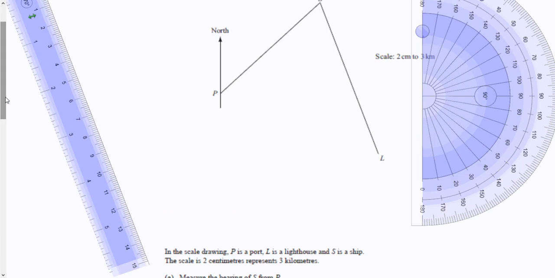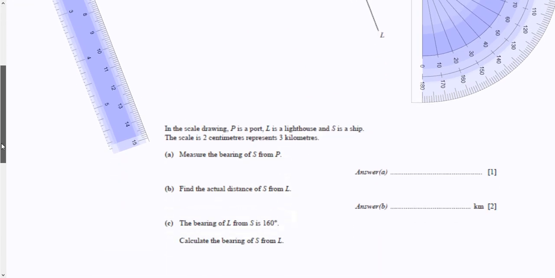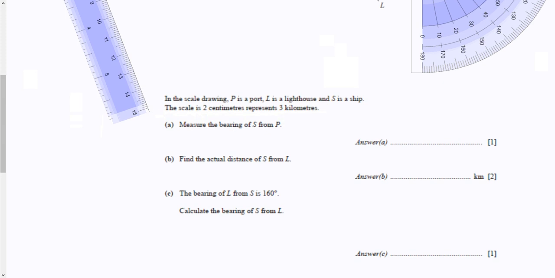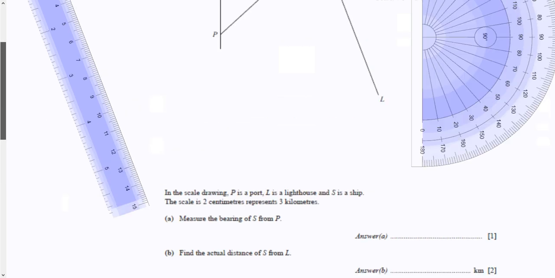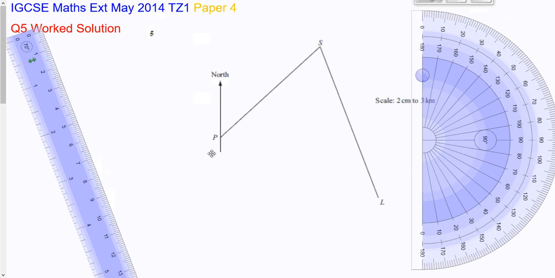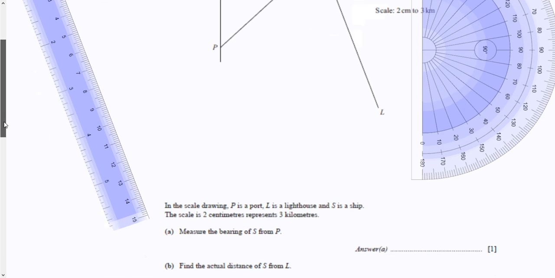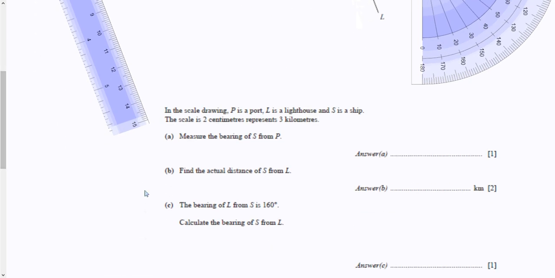As you can see, I've got some tools here that are going to be required. In the scale drawing, P is a port, L is a lighthouse, and S is a ship. The scale is 2 centimetres represents 3 kilometres. So we can see that nice and neatly here. We've got our port, our ship, and our lighthouse, and we've got our scale there. So let's go down. Measure the bearing of S from P.